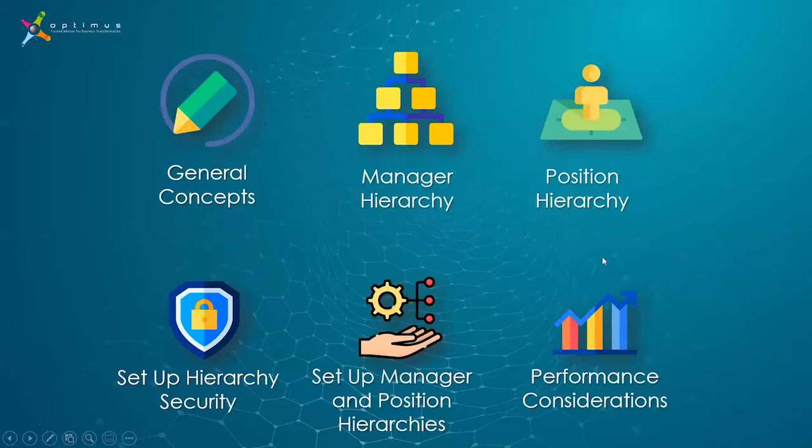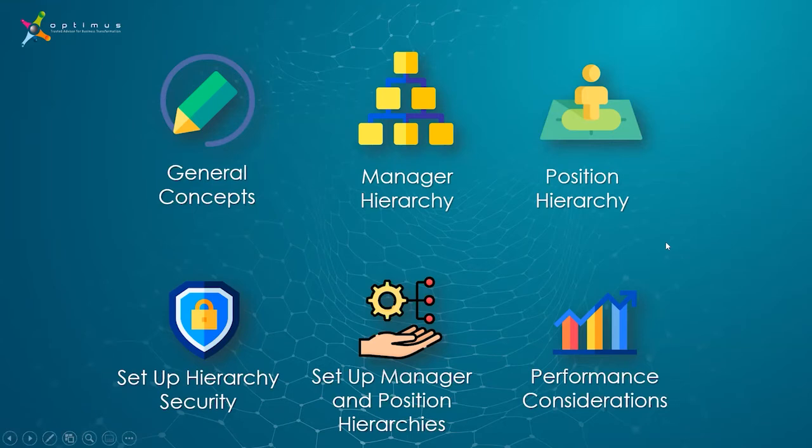Okay. Basically, we are going to be covering 6 topics. Some general concepts. What is the manager hierarchy? What is the position hierarchy? How to configure and set up the hierarchy security. Basically, it's the same procedure for both models, but I want to explain it in detail. And how to set up the manager and the position hierarchy. The first thing is that you probably need to activate it, and then you need to configure the model. And I want to mention some performance considerations, because sometimes people start using the model and later identify that the CRM could present some delays or other specific situations. So I want to highlight those performance considerations.